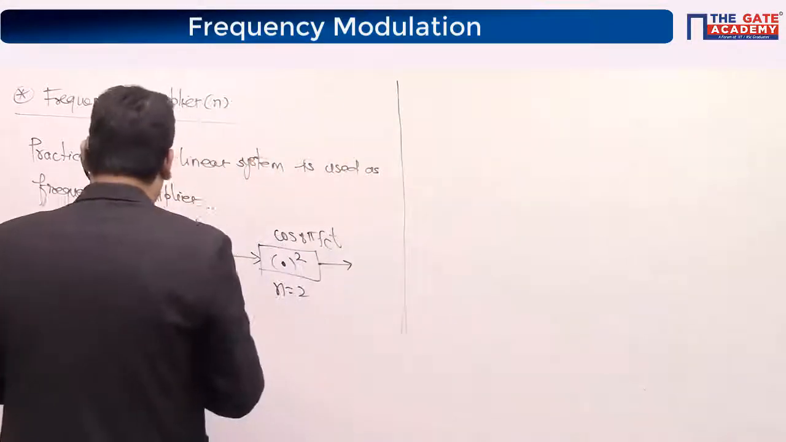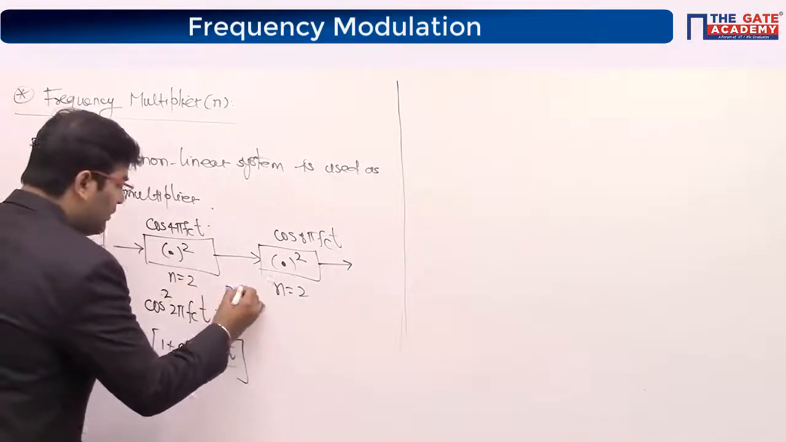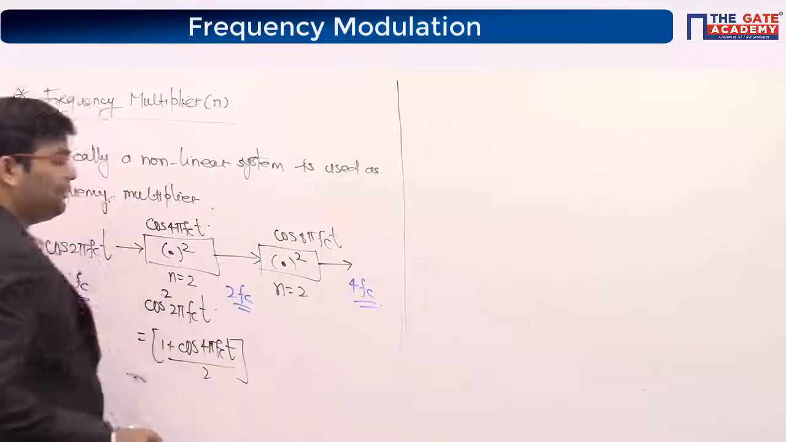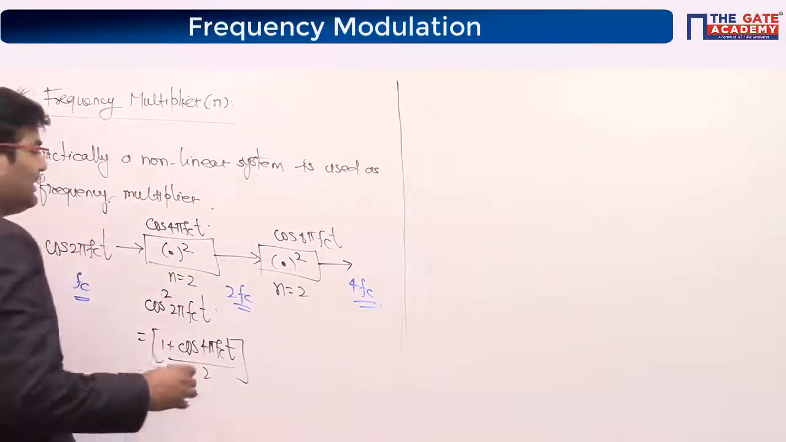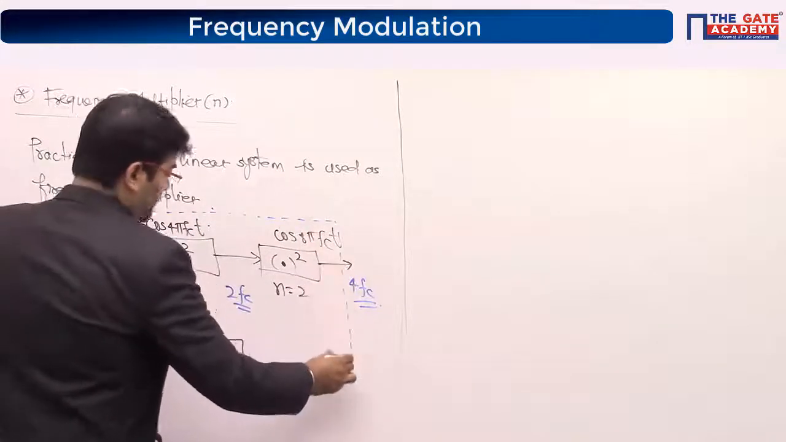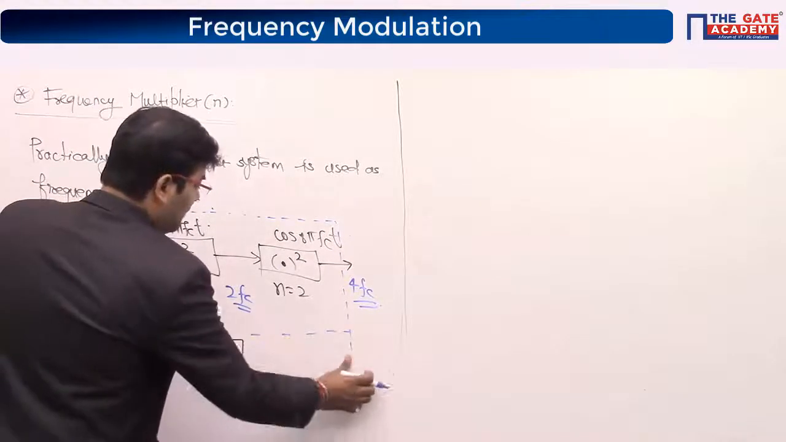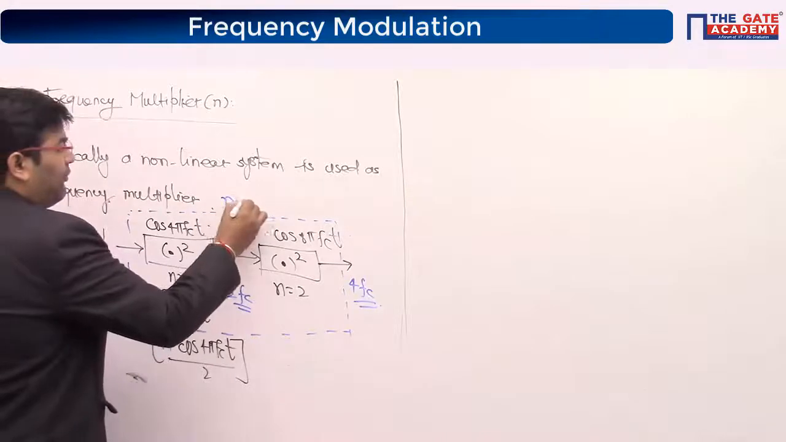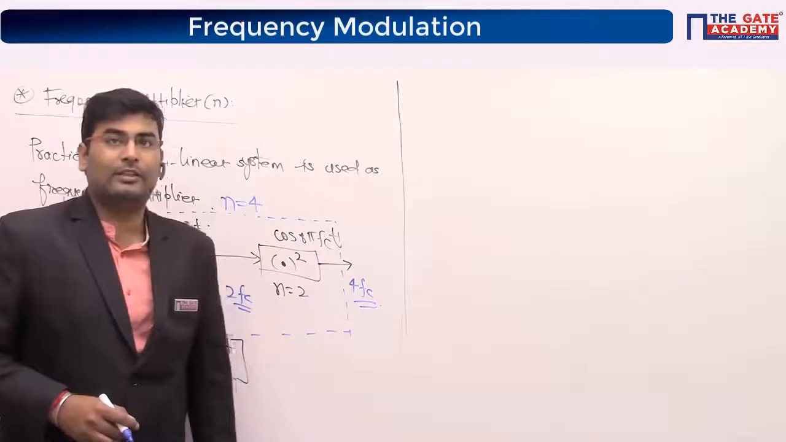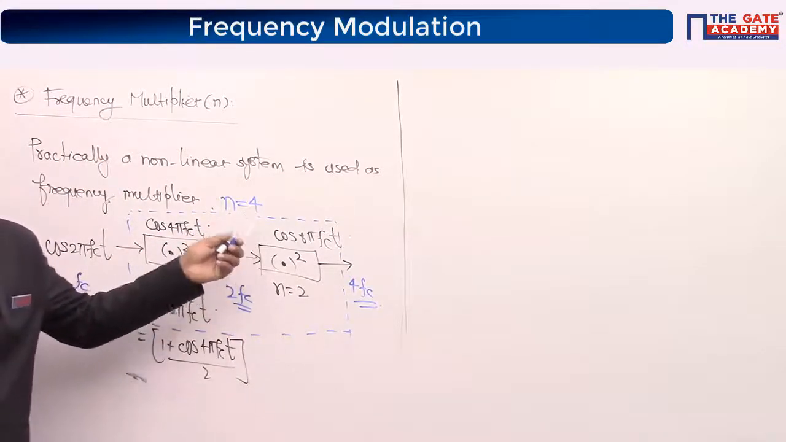Now, if you see clearly, you sent fc here, you got here 2fc, and the final output is 4 times the frequency. Yes or no, guys? So can I say that this block represents a frequency multiplication or multiplier of order 4? Yes or no? Come on, guys, let me know. Does this represent a frequency multiplier of order 4? Yes or no?